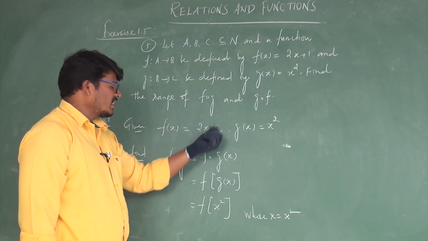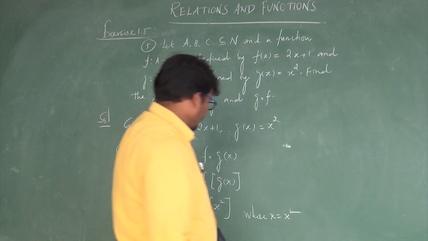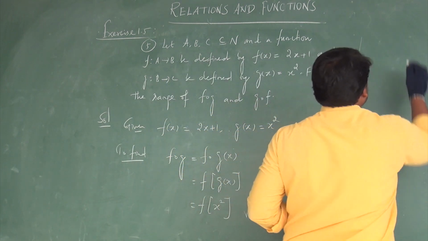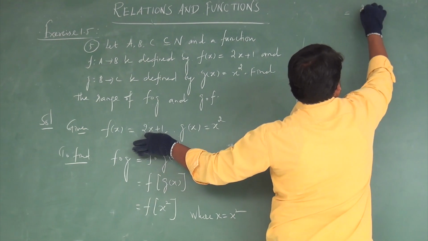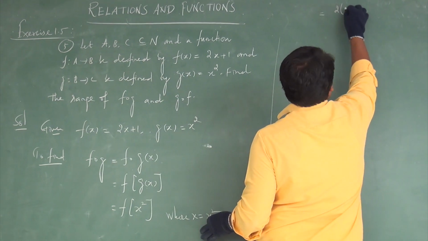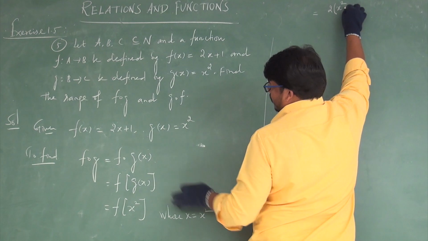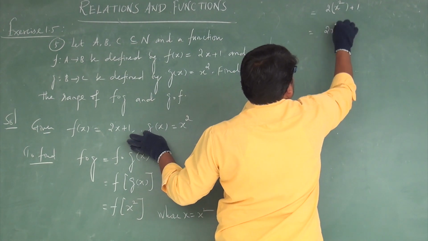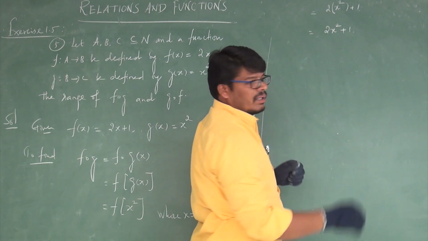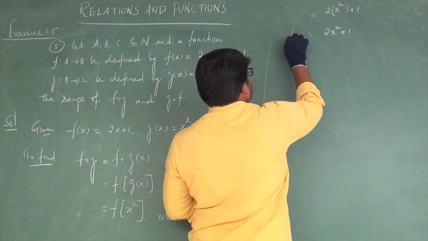Here f of x value is 2x plus 1. Now substitute the value in f of x. Here f of x value is 2x plus 1, 2 into x, where x is replaced by x square, 2x square plus 1. That is equal to 2x square plus 1. This is f dot of g.